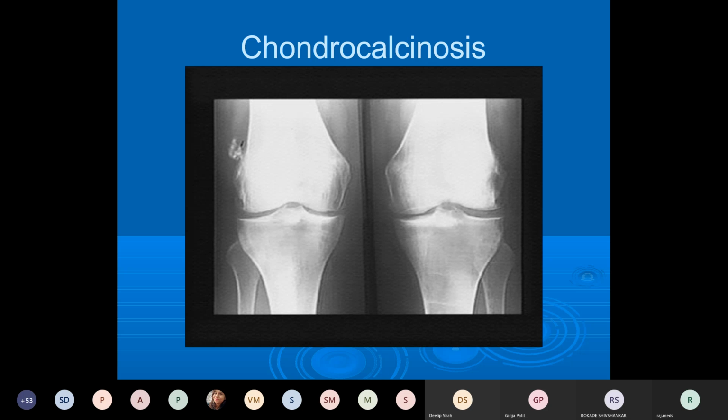So now this image shows the knee joint. This is the femur, then this is the tibia, and this is the fibula. So this is the femorotibial joint. The peripheral portion we can see is the cartilage, and there is subtle radio-opacity seen in this portion. This is the calcium deposition, and this is the case of chondrocalcinosis.